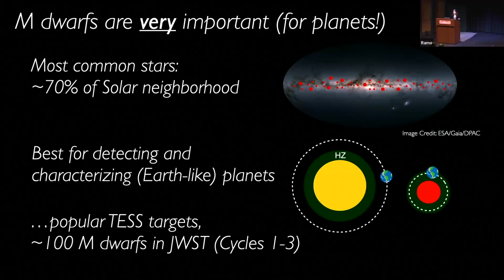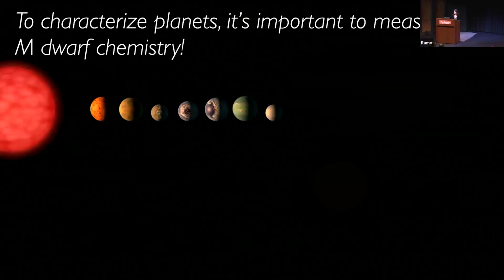For example, TESS has targeted tons of M-dwarfs, and when I just looked through the JWST database, I found about 100 M-dwarfs targeted in cycles 1 through 3. So we're really interested in measuring chemical compositions for M-dwarfs. And that's because in general, if we want to understand planets and their formation pathways, it's really important to constrain the chemical compositions of host stars.